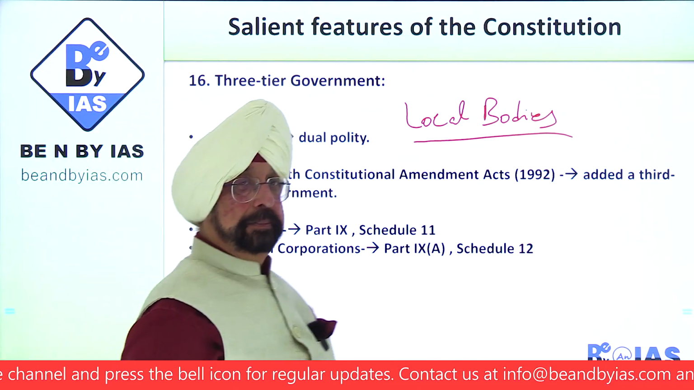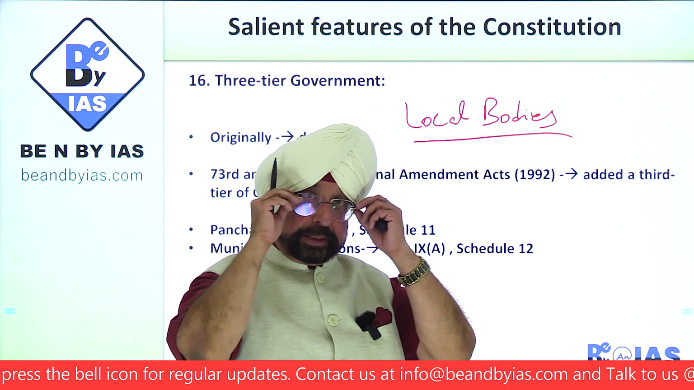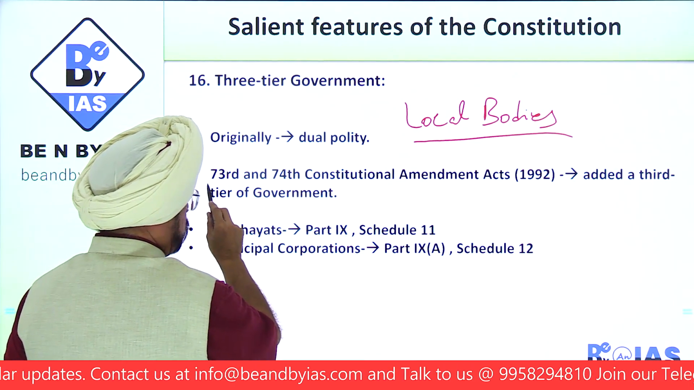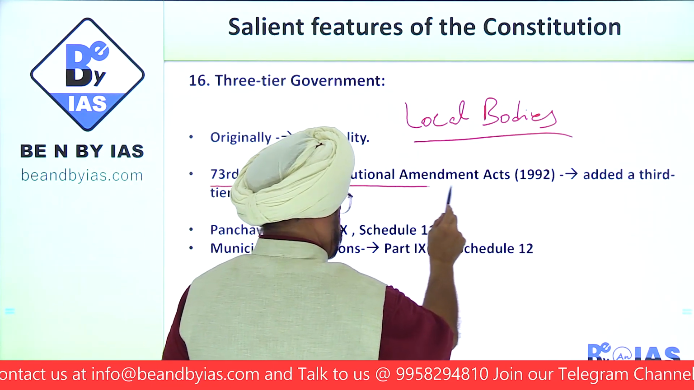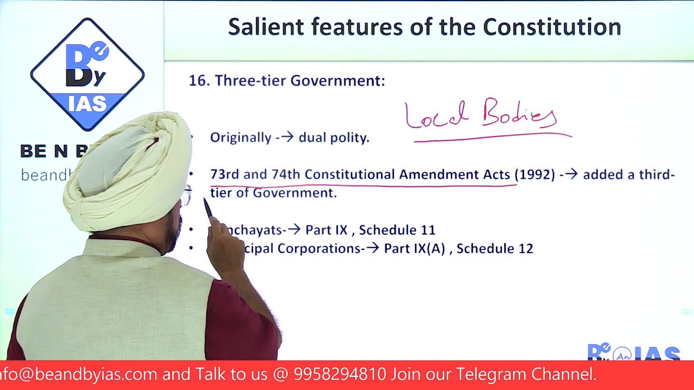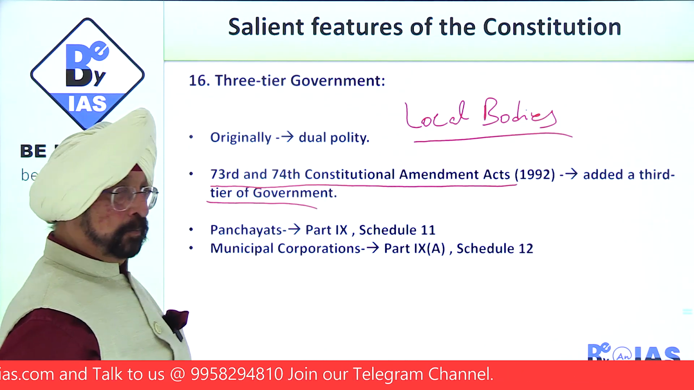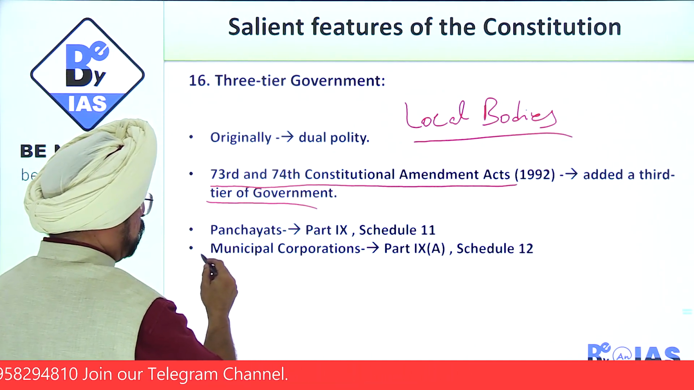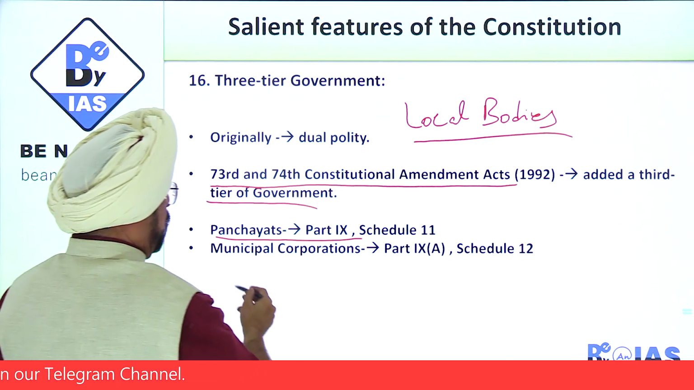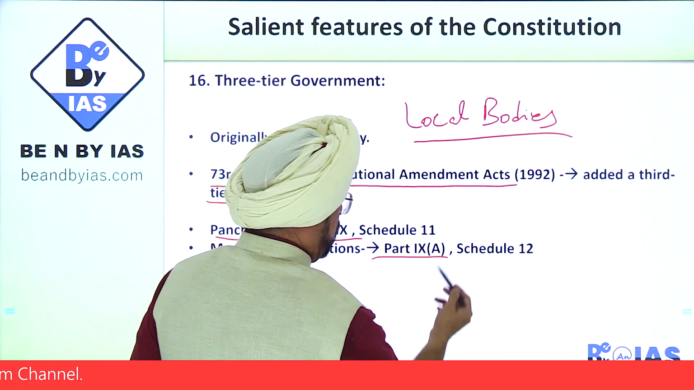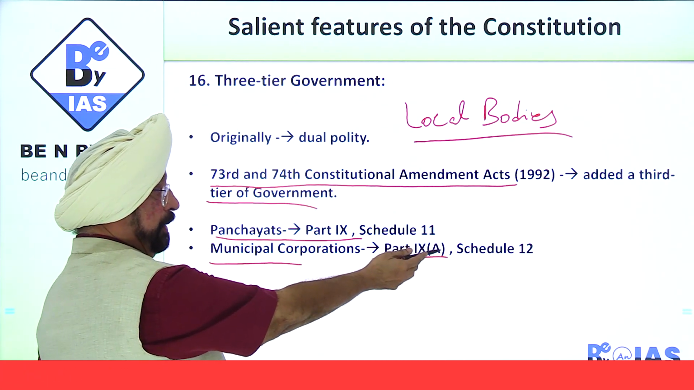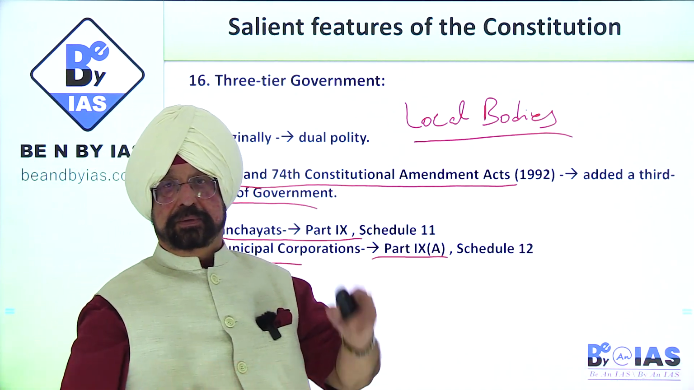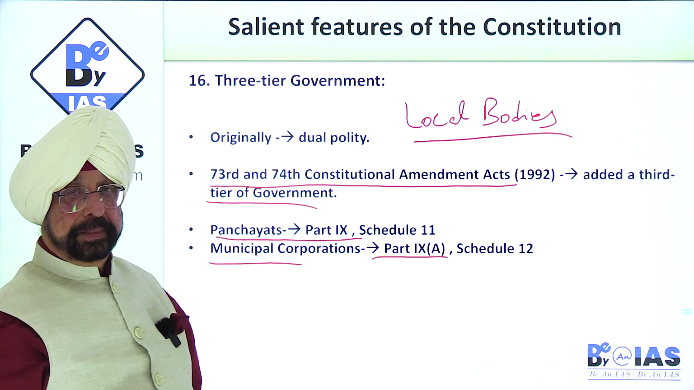Different systems have been adopted by different states in their respective states, but they were introduced through the 73rd and 74th Amendment. So, a third tier of the government was added, which was the dream of whom? Mahatma Gandhi. So, we have panchayats in Part 9, we have municipal corporations in Part 9A. That is in Schedule 11, this is in Schedule 12. Just for your knowledge, this is important, that the third tier of governance was added by these amendments.